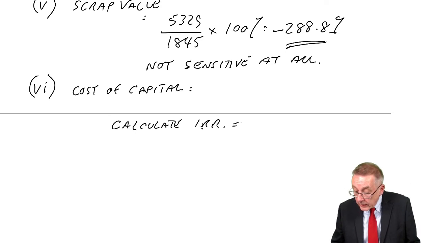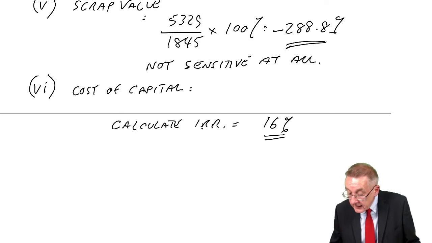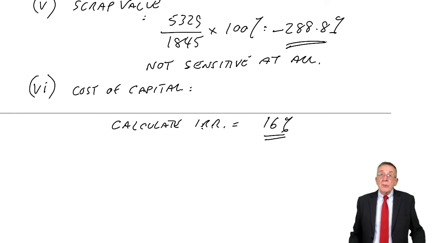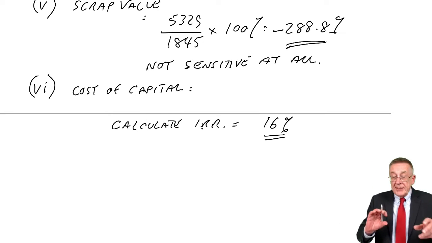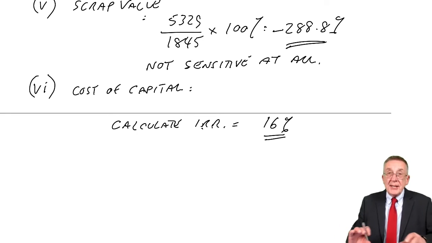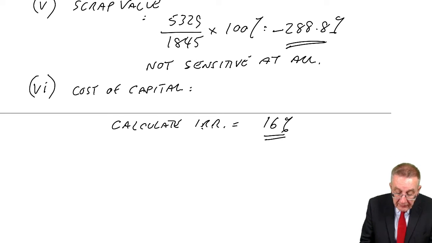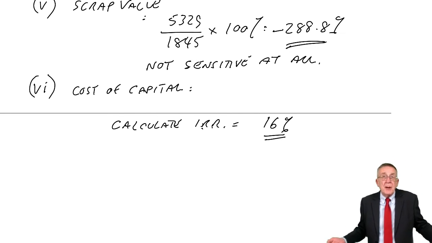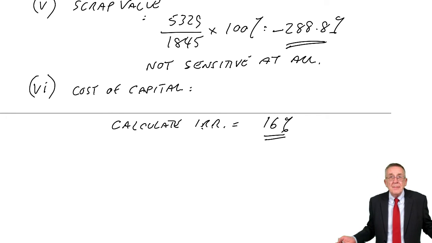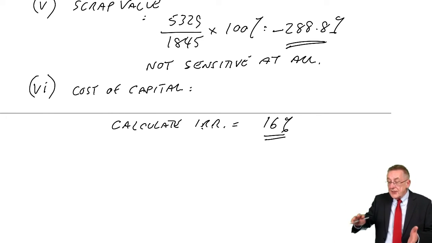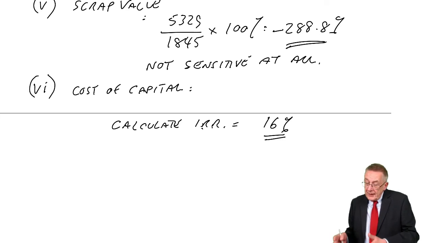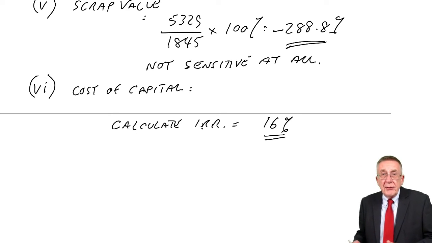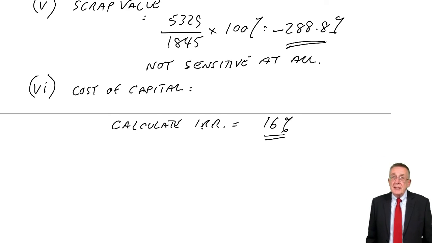But it's about 16%. Remember, the precise answer you get depends on what guesses you've used. Obviously, we've got 15%, try another guess, perhaps try 20%. But depending on what your second guess is, the answer might be 16.2, 16.3, but it'll be about 16%.